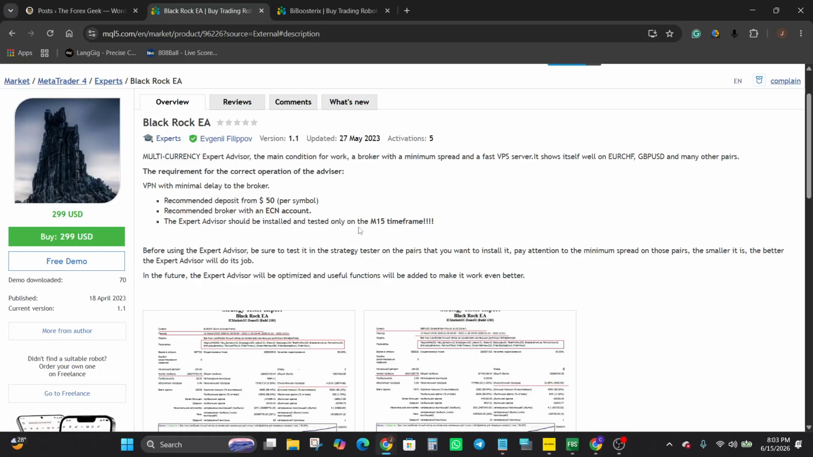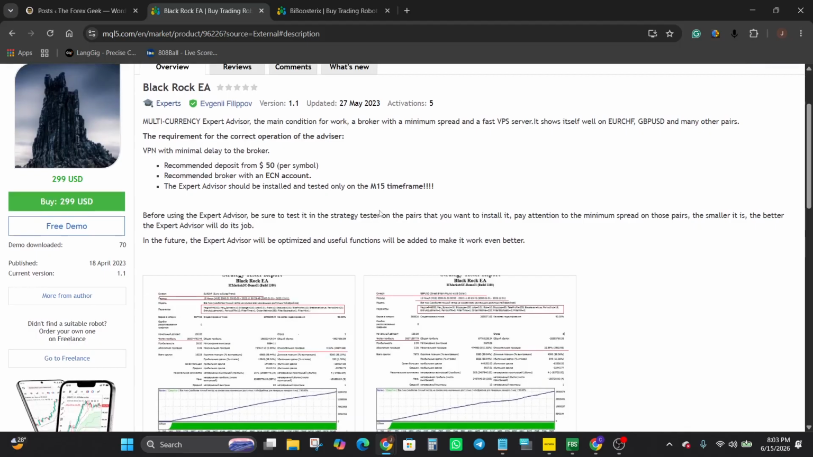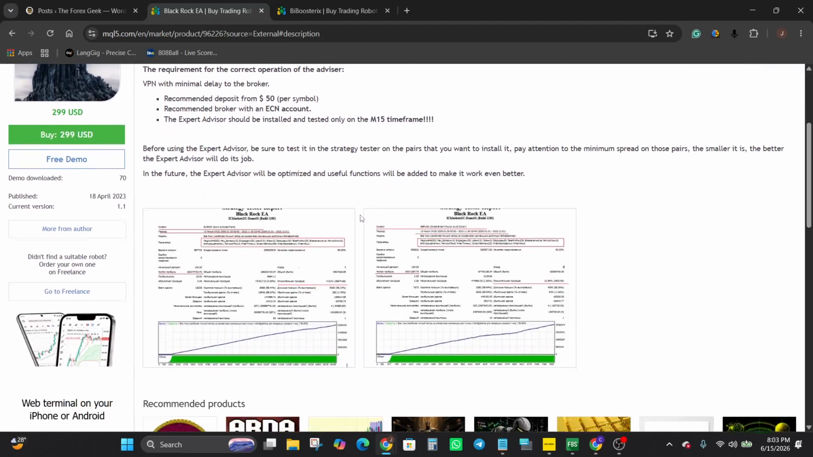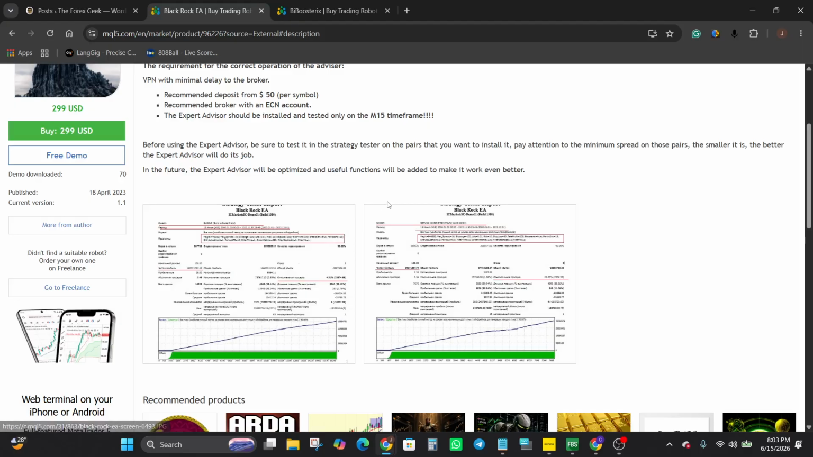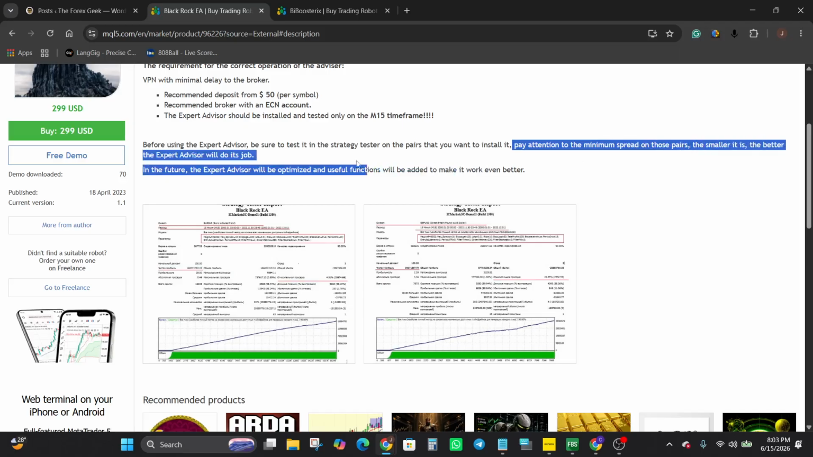Okay, moving over to the backtesting section, the developer strongly recommends running your own strategy tests before using the EA on any currency pair. Particular attention should be given to spread conditions, as the description repeatedly notes that lower spreads are important for the EA's performance. You can see, pay attention to the minimum spread on those pairs. The smaller it is, the better the expert advisor will do its job.